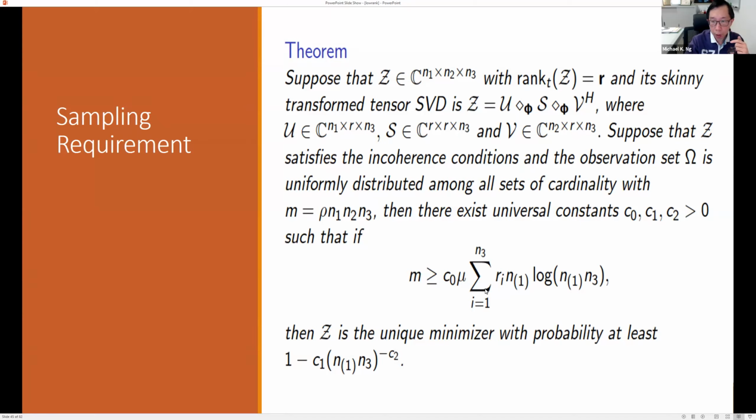Instead of n squared log n squared, you will get some constant that depends on the rank structure by this transformation, and then n log n squared. So that means if you deal with an n by n tensor, you only need n log n samples, which is sufficient for you to recover the data, supposing you satisfy this refined tensor incoherence condition.